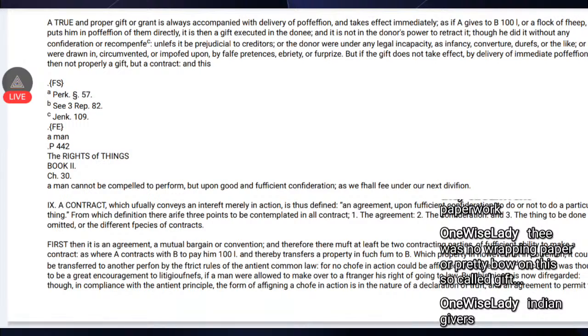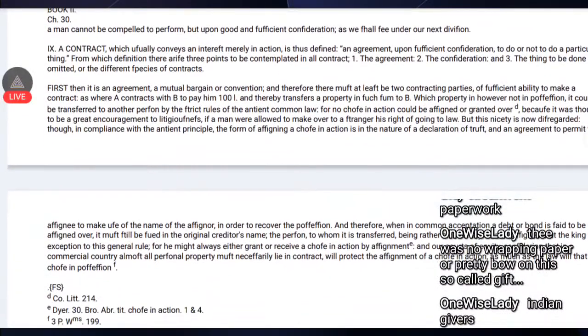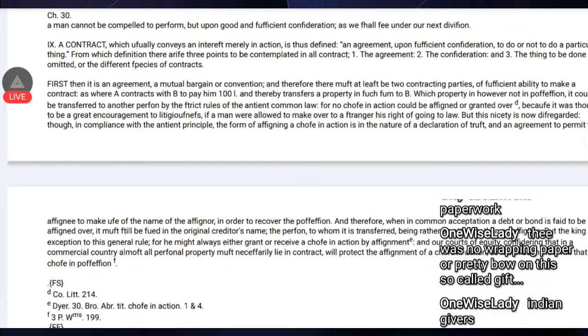But if the gift does not take effect by delivery of immediate possession, it is then not properly a gift, but a contract. And this a man cannot be compelled to perform, but upon good and sufficient consideration, as we shall see under our next division. A contract, which usually conveys an interest in merely a chose in action, is thus defined: an agreement upon sufficient consideration to do or not to do a particular thing.